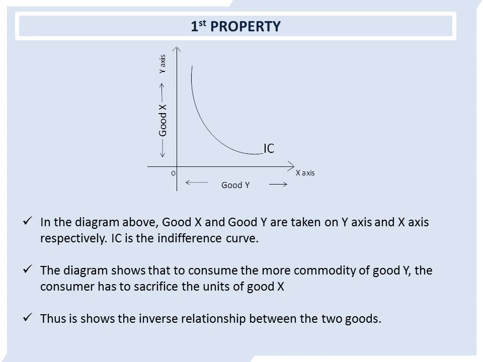Now the first point says in the diagram above, good X and good Y are taken on Y axis and X axis respectively. IC is the indifference curve. The second point says the diagram shows that to consume the more commodity of good Y, the consumer has to sacrifice the units of good X. Next, third point says, thus, this shows the inverse relationship between the consumption of two goods.